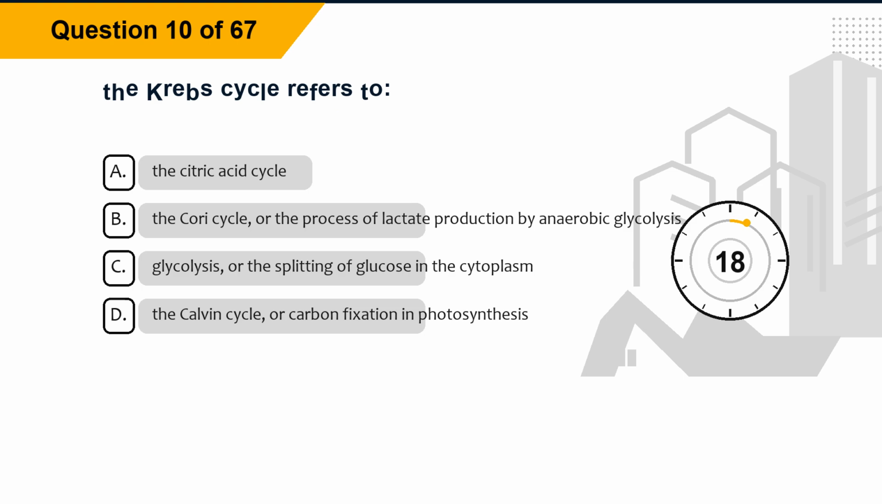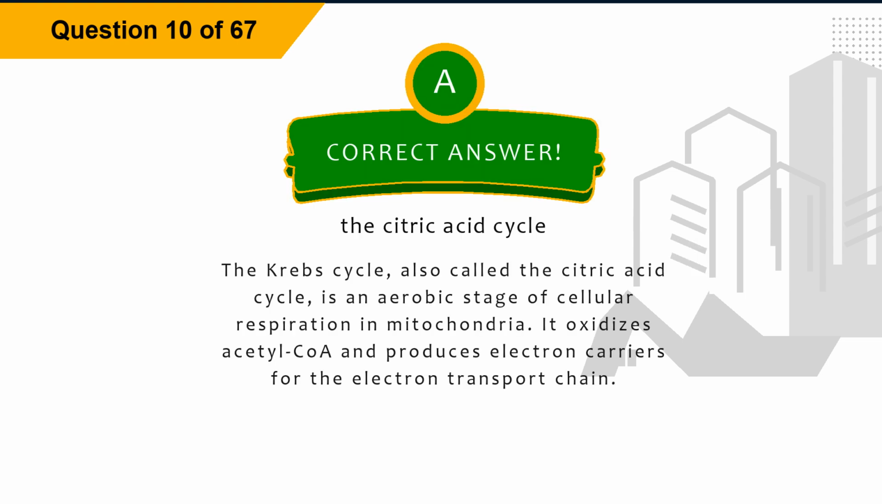Question 10. The Krebs cycle refers to option A, the citric acid cycle. Option B, the Cori cycle, or the process of lactate production by anaerobic glycolysis. Option C, glycolysis, or the splitting of glucose in the cytoplasm. Option D, the Calvin cycle, or carbon fixation and photosynthesis. The correct answer is option A, the citric acid cycle. Explanation. The Krebs cycle, also called the citric acid cycle, is an aerobic stage of cellular respiration in mitochondria. It oxidizes acetyl-CoA and produces electron carriers for the electron transport chain.